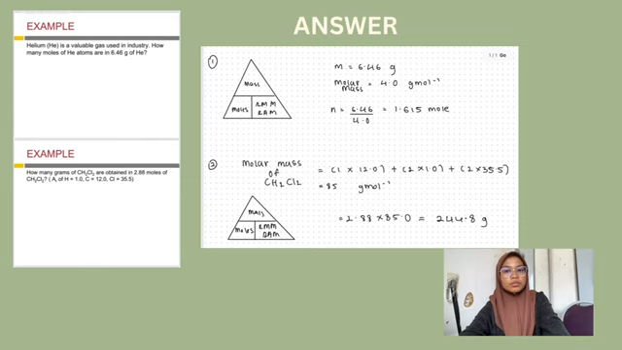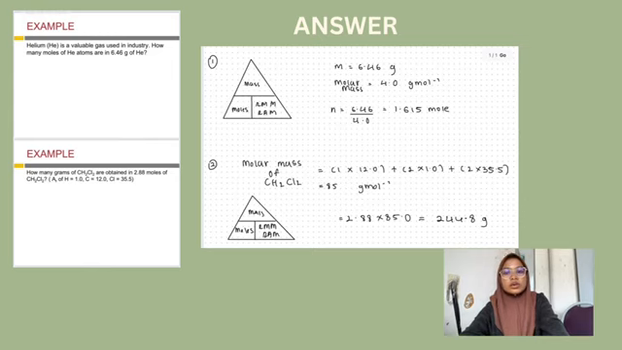Helium is a valuable gas used in industry. How many moles of helium atoms are in 6.46 grams of helium? We will use the formula. The mass given is 6.46 grams. Molar mass is 4. So we use the mass divided by molar mass and we will get 1.615 mole.